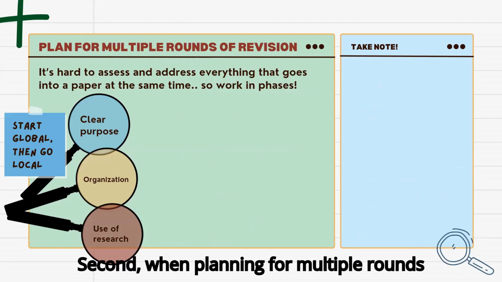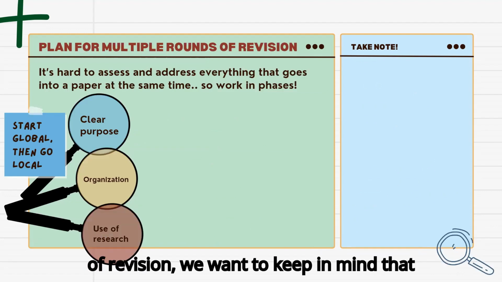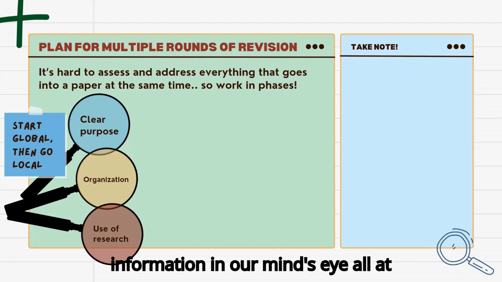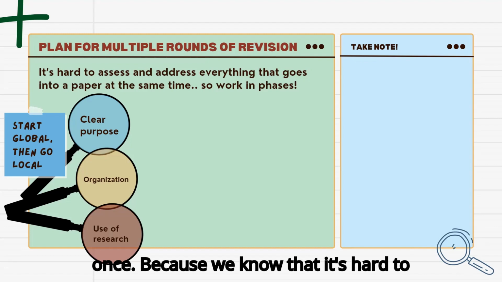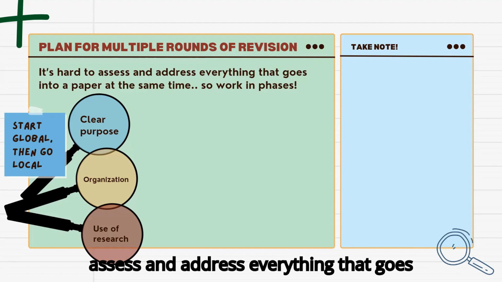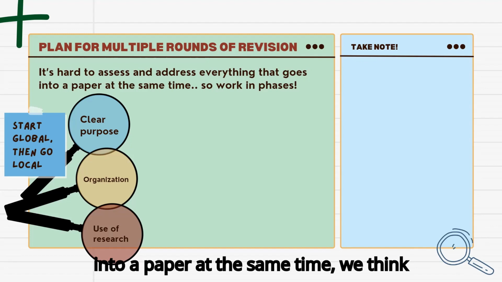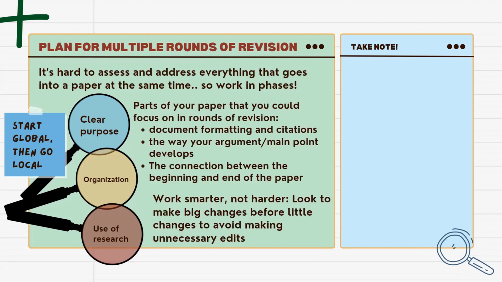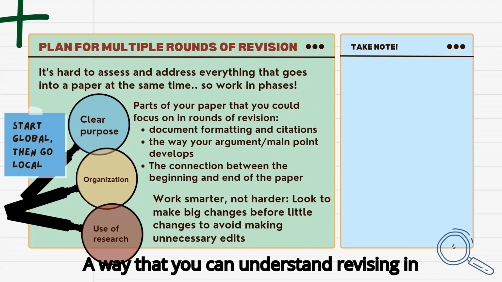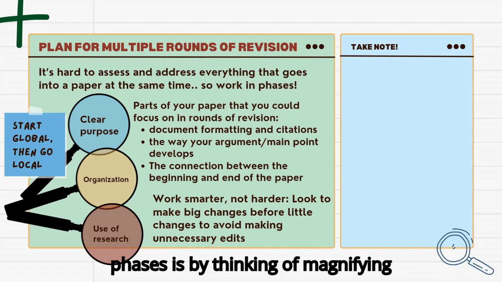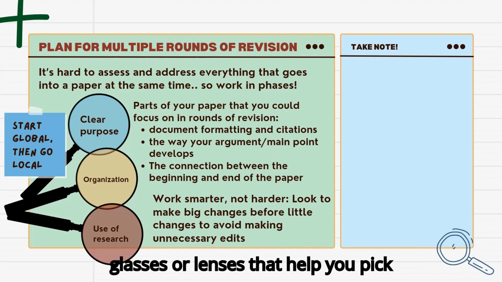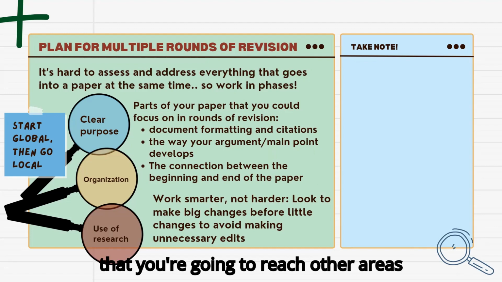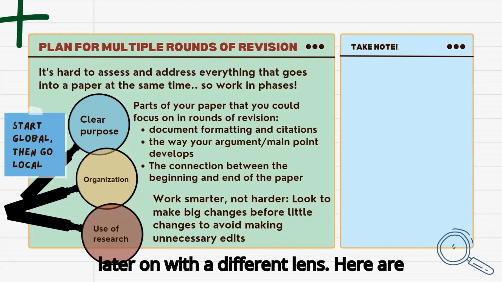Second, when planning for multiple rounds of revision, we want to keep in mind that it's hard for us to hold a lot of information in our mind's eye all at once. Because we know that it's hard to assess and address everything that goes into a paper at the same time, we think that it's helpful to revise in phases. A way that you can understand revising in phases is by thinking of magnifying glasses or lenses that help you pick out specific areas, knowing that you're going to reach other areas later on with a different lens.